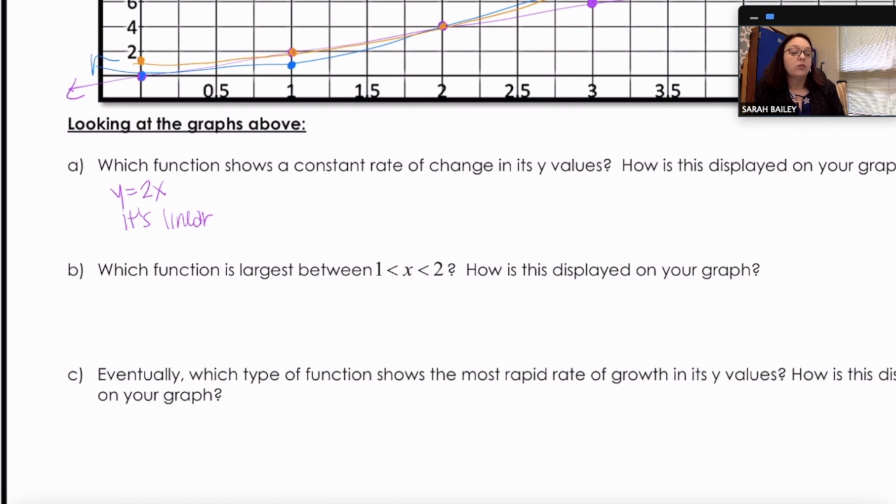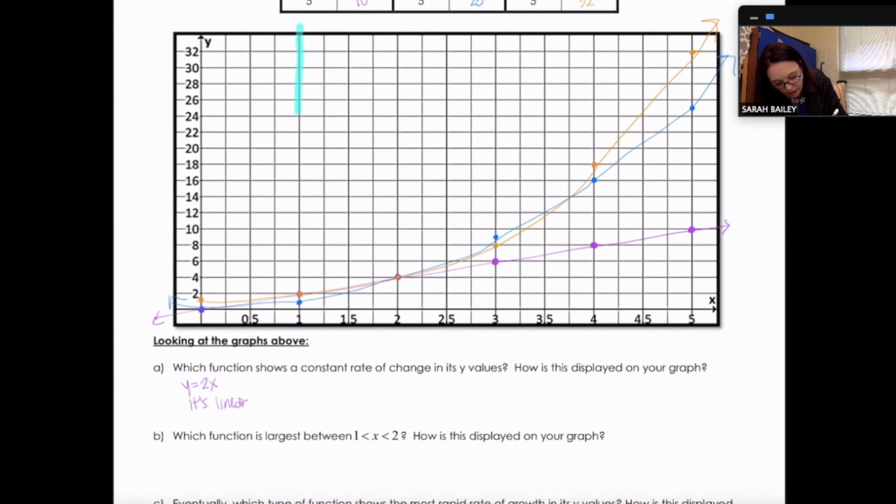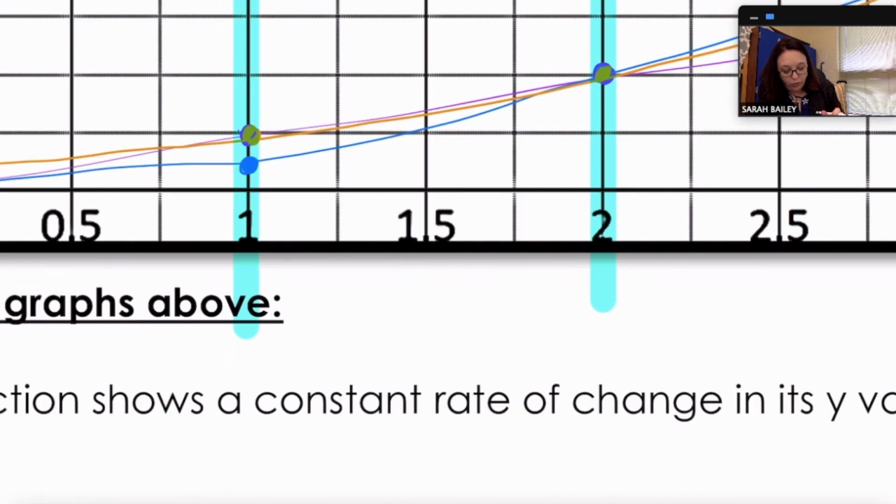Which function is largest between 1 less than x less than 2, and how is this displayed on your graph? So looking between 1 and 2 on the x-axis. So if you think of it, actually I'll do a highlighter here. So x equals 1 is right here, and x equals 2 is right here. Okay, so between those 2 blue lines. All right, so I've got the purple, the orange, and the blue.